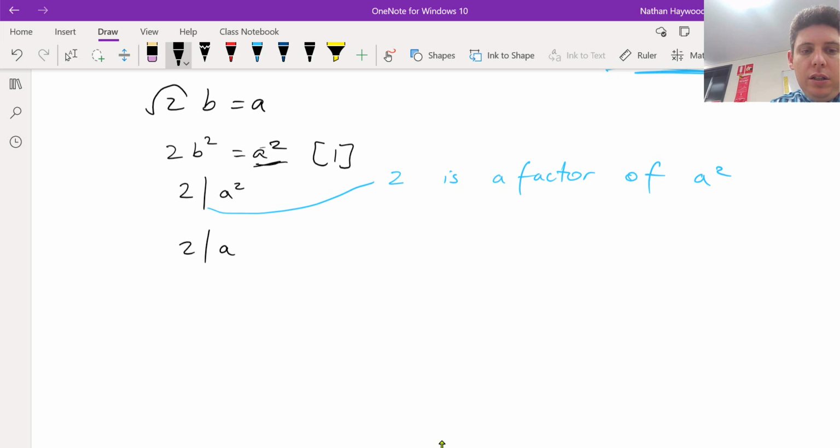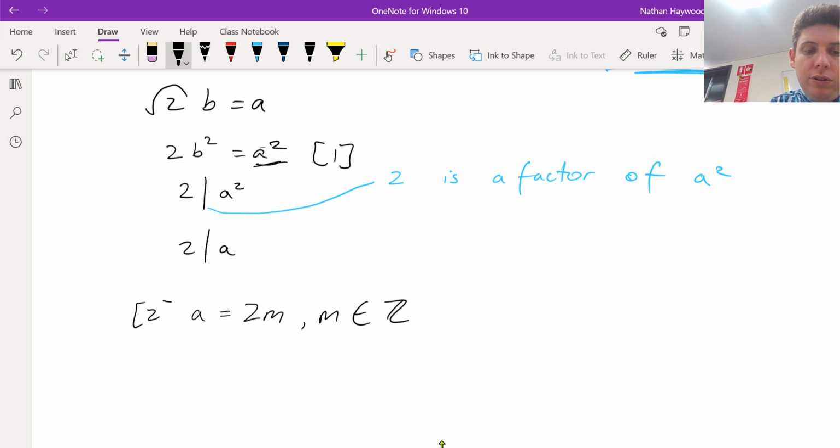Alright, so here, following this process, we found that a is equal to 2 times something. That's what this last thing told us. And this something is just a number m. m is an element of the integers as well.